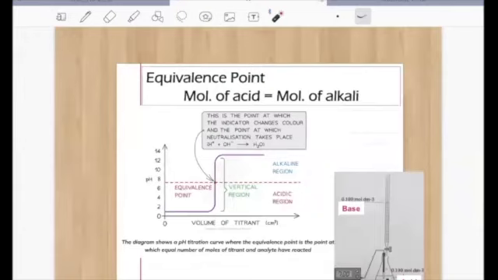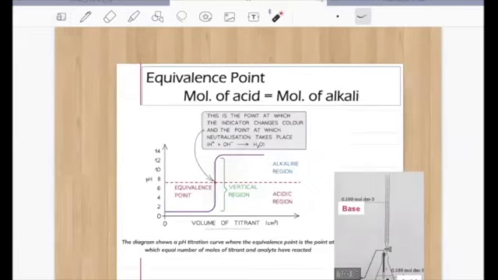Today we're going to continue with topic 7, equilibrium, and we are left with two sections in this topic, which is the pH titration curve and the indicator. Now, in the last lesson, I mentioned briefly terms like titrant, which is the solution that you put in the burette. Analyte is the solution that you put into the conical flask.